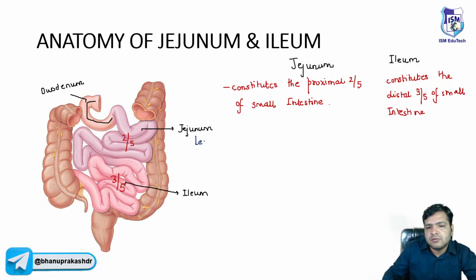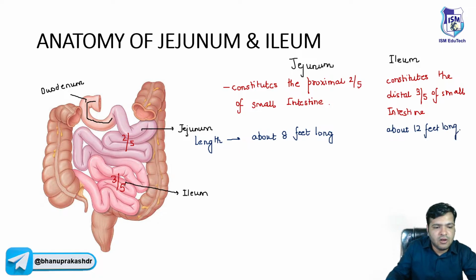Coming on to the next parameter, that is the length. Remember, beta, the length of the jejunum is about 8 feet long, and the ileum, beta, is about 12 feet long. So the jejunum is 8 feet long, and the ileum is 12 feet long.